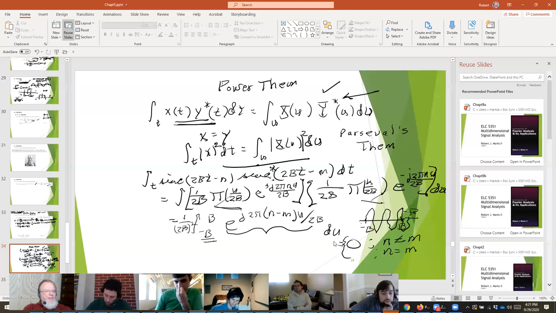David is right. If n is not equal to m, we're integrating over a number of periods of a sinusoid. That's just going to be zero. What is it if n is equal to m? 2b. That's right. If n is equal to m, this integrand is equal to 1, it integrates to 2b, and then we have the 1 over 2b. Very interesting, and we can write this in our old notation as 1 over 2b times a Kronecker delta.